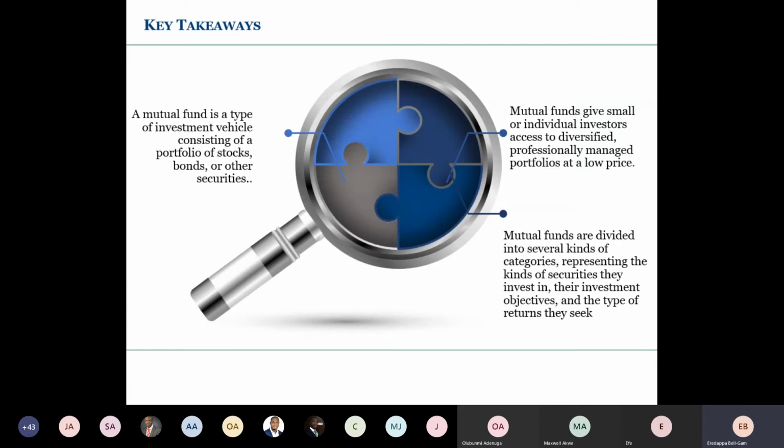So the key takeaway from this is that a mutual fund is a type of investment vehicle that consists of a portfolio of stocks and other securities. They usually give you access to a diversified portfolio, and then you have access to different kinds of securities.